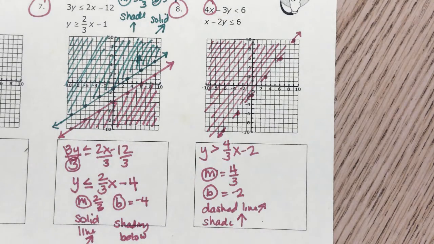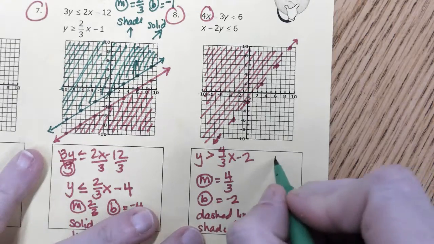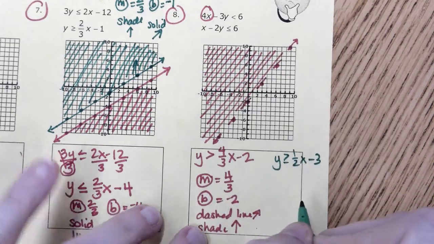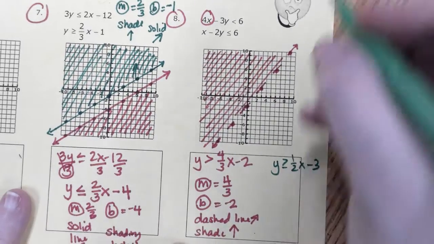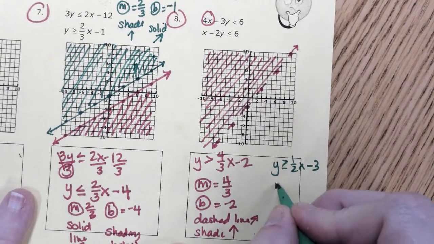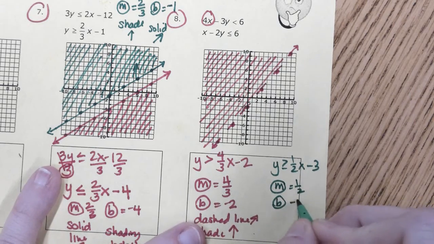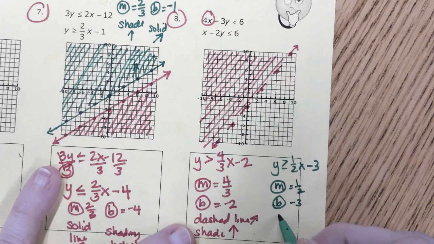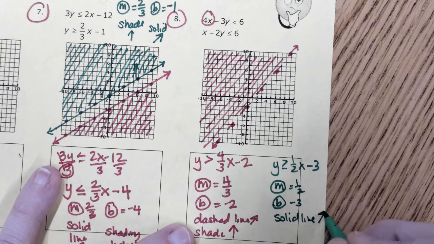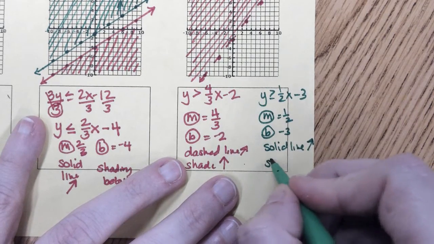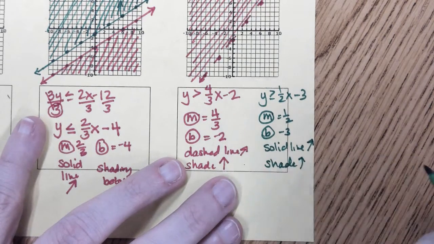Okay? So let's go ahead and write that down. Y greater than or equal to 1/2 x minus 3. Okay? Now, for this one, my slope is 1/2. My y-intercept is -3. I have a solid line, and it's also going uphill because it's got positive slope. And I'm going to shade above.